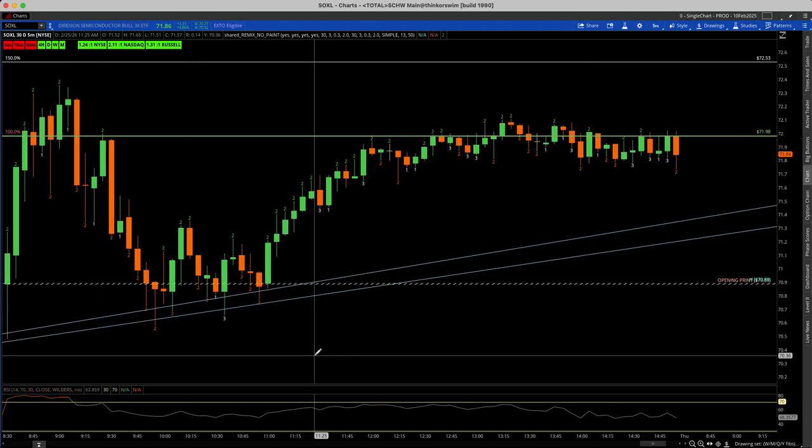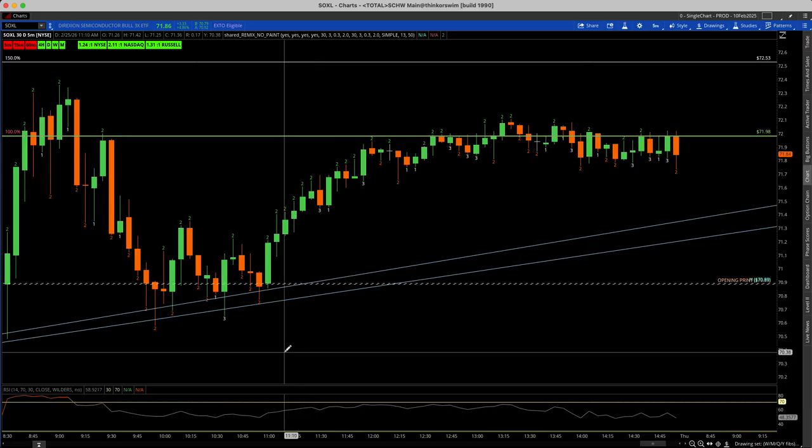And the proven and repeatable strategy that we're talking about is very simple, right? It's buying calls if you get higher lows at or above opening print, and it's buying puts if you get lower highs at or below opening print. Opening print being the first traded price of the day, right?